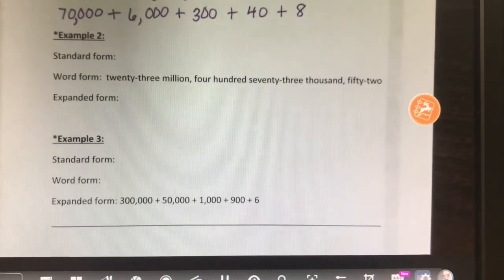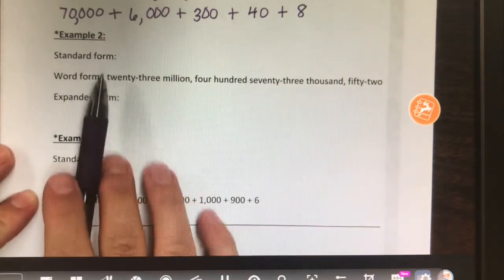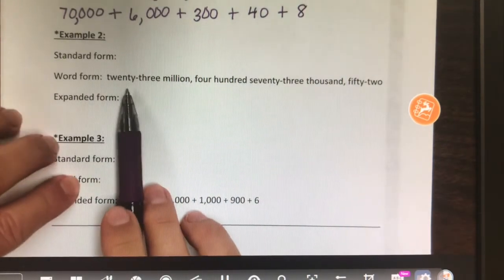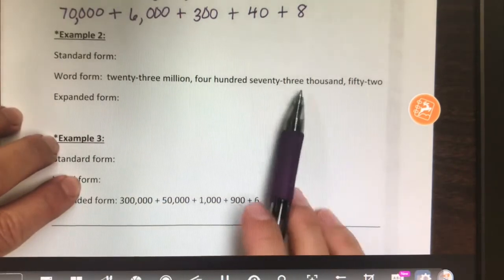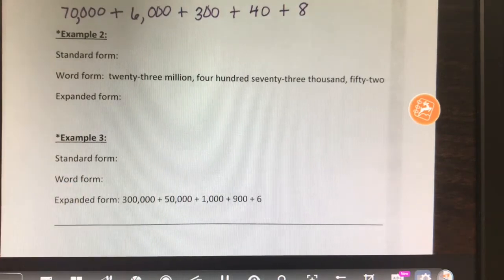Scooch up a little bit. So this time, I've given you the word form. Our job is to write the standard form and expanded form. So the word form says 23,473,052. Okay, so let's break this down in chunks.